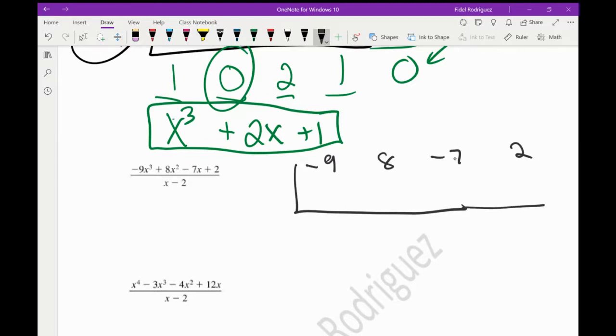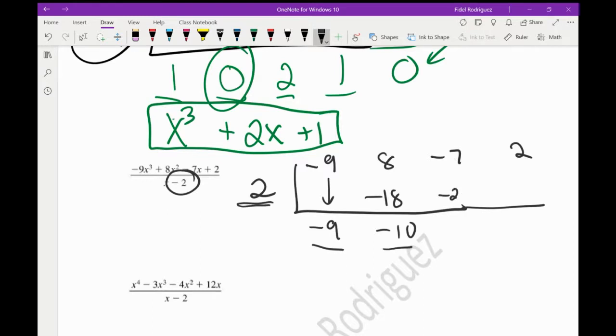Now again, remember what I'm going to do here. I'm going to come back over here and say, look, that number right there, I got to change its sign. So if it's a -2, I'm going to put a +2. Okay. And then I'm going to bring this one down. That's a -9. Let's start multiplying. 2 times -9, -18. We're going to add those together. That's going to give me a -10.